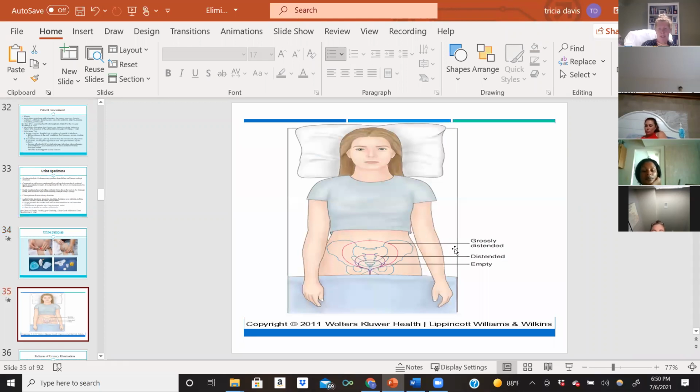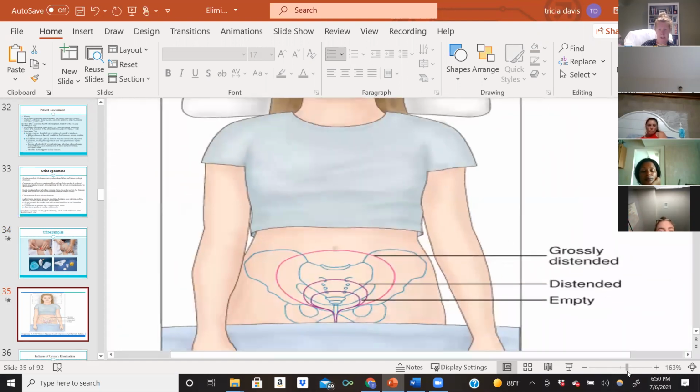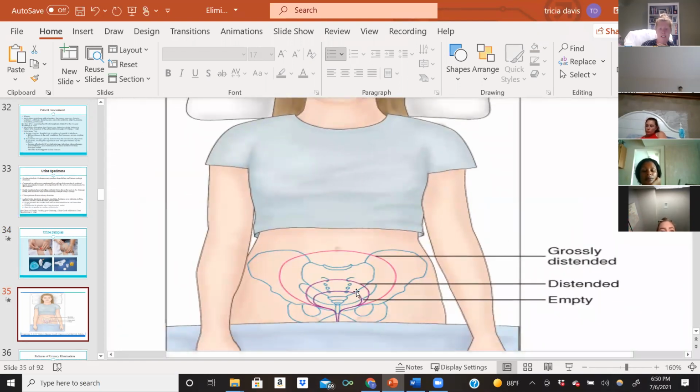This is a great picture. This shows you the sizes that your bladder should be. So let's zoom in here. This is the size of your bladder normally when it's empty, no urine in it at all. Then as it starts to fill, it's going to become distended, right? So it's going to get bigger. This is grossly distended, and this is a bad thing.